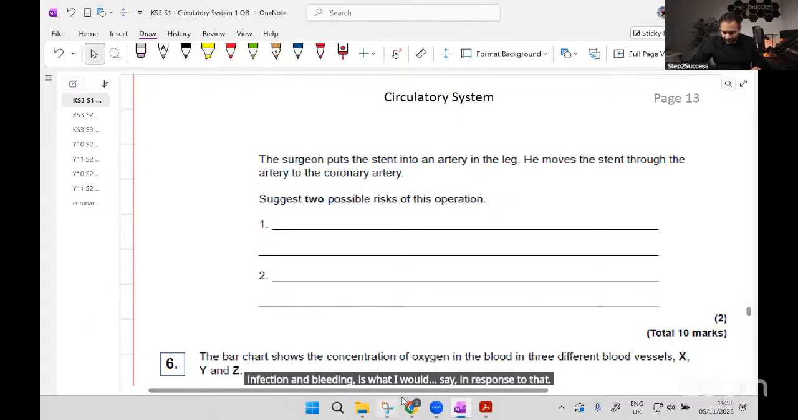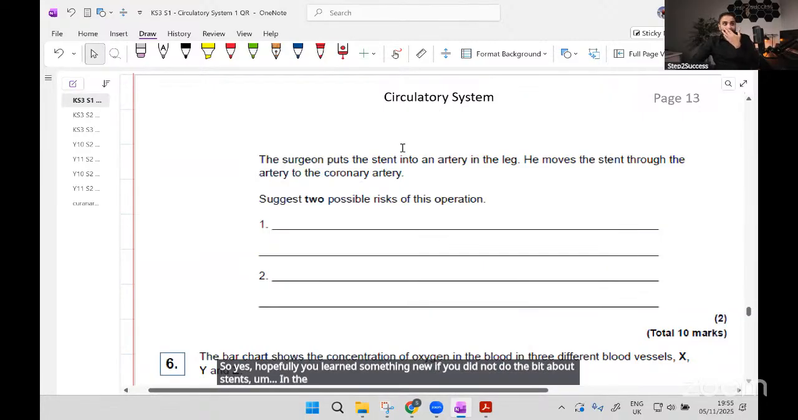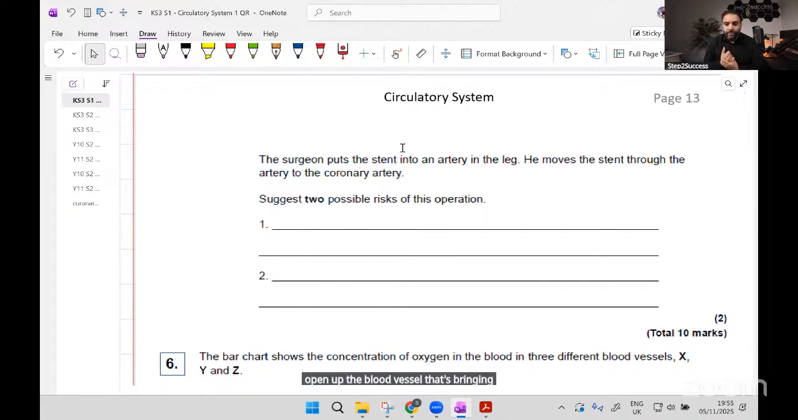So yes, hopefully you learned something new if you did not do the bit about stents in the lesson, but that is what it is. It is linked to the heart, obviously, because it's the thing that helps to open up the blood vessel that's bringing oxygen to the heart.